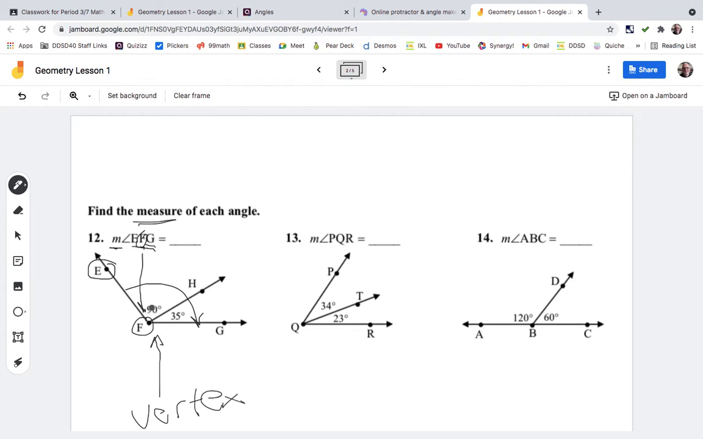So we're going to add 90 and 35 together, really ignoring that H, and that's 125 degrees. This is the measure of angle PQR. Q is the vertex, P is right there. So we need all of that. So we have to add those together and we get 57 degrees.